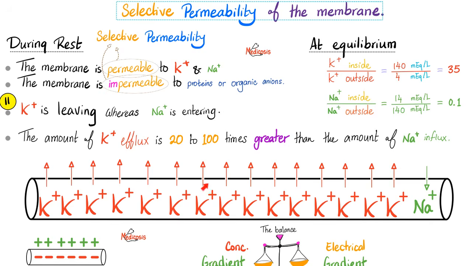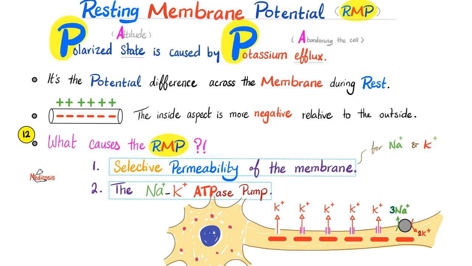During rest, the potassium efflux is about 100 times greater than the sodium influx. In other words, sodium influx is negligible. The only game in town is potassium leaving. Potassium is positive. When it leaves, the inside is left to be more negative. Nugget number 12: the causes of the resting membrane potential.